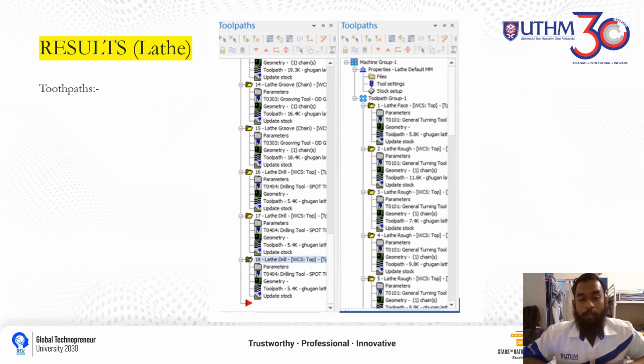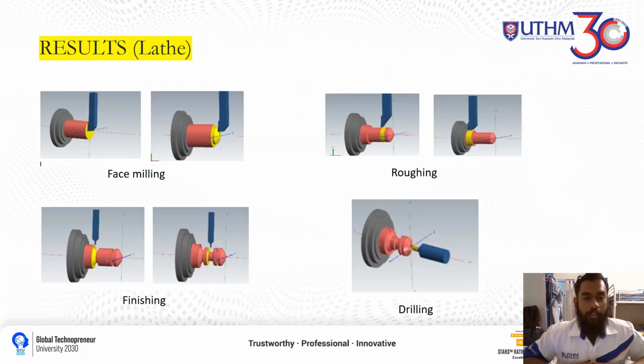Here we'll be continuing on the later presentation, and here you can see the result of the tool parts, which includes the face, roughing, finishing and drilling tool parts. On the first two pictures on the top left, we can see the image of face milling. On the two on the right side of the picture, we can see the roughing face. And two pictures on the left below, we can see the finishing part, and the right side of the corner down is the drilling part.